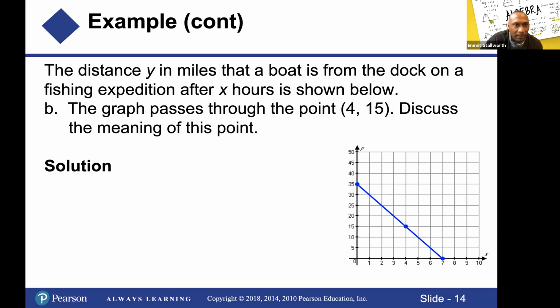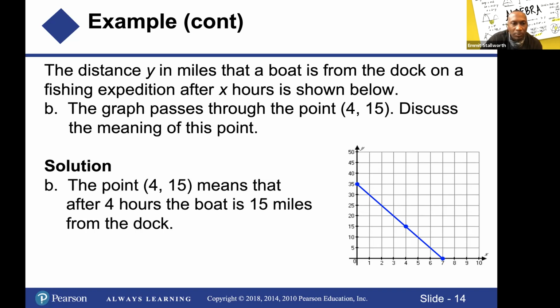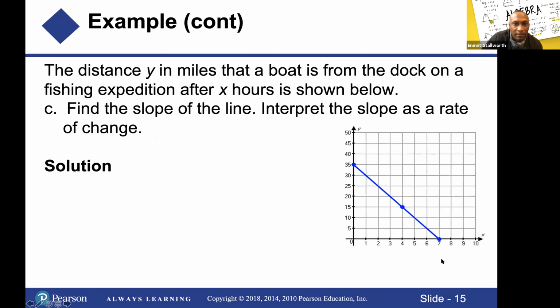That's what it means. It says the graph passes through the point (4, 15). So at 4, you're at 15. And discuss the meaning of that. What we know in that particular case is the point (4, 15) means that after 4 hours, that boat is 15 miles from the dock. Then after 7 hours, you're at the dock.